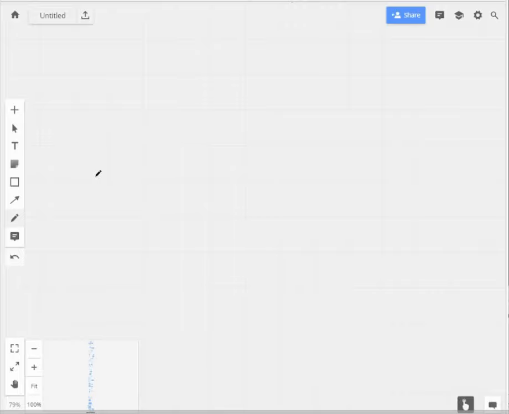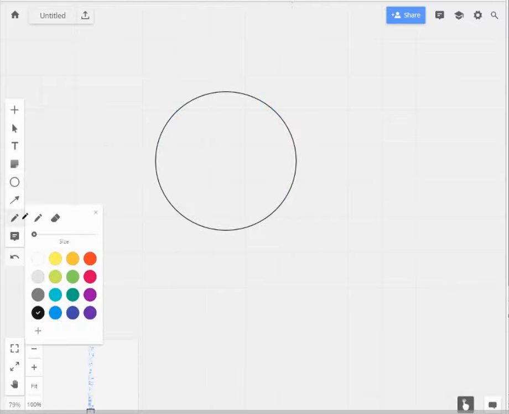Right guys, in this lesson I'll be discussing the unit circle. So the unit circle is simply a circle of radius 1 unit. If we take the radius here, r is equal to 1 unit.